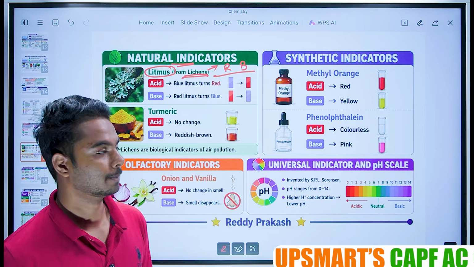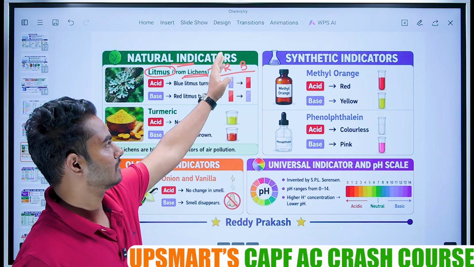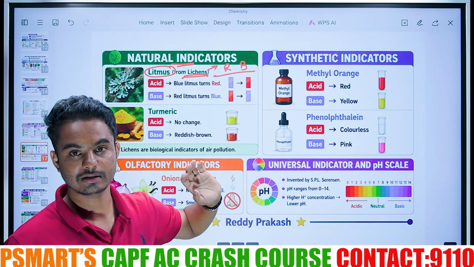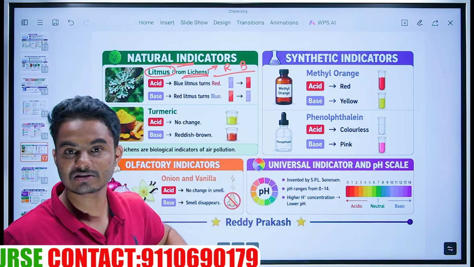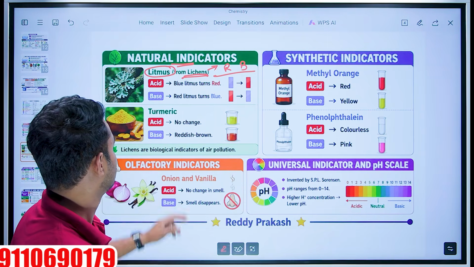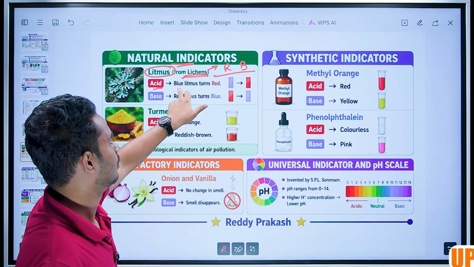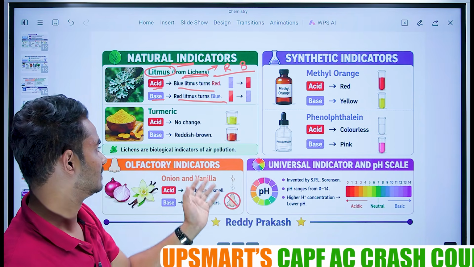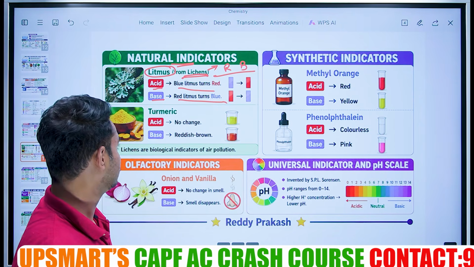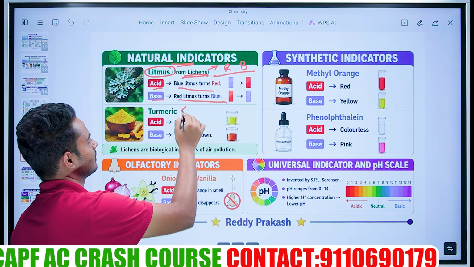If red turns into blue, then the substance is basic. If blue turns into red, then the substance is acidic. Very easy. Acid means blue litmus turns red. Base means red litmus turns blue. This is easy. The other natural indicator is turmeric.